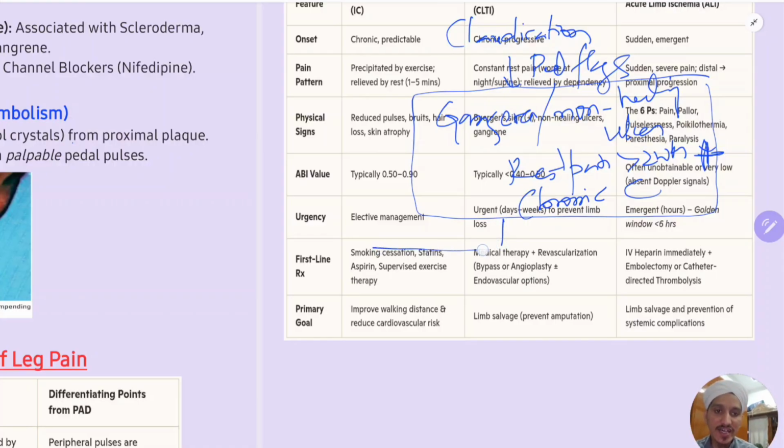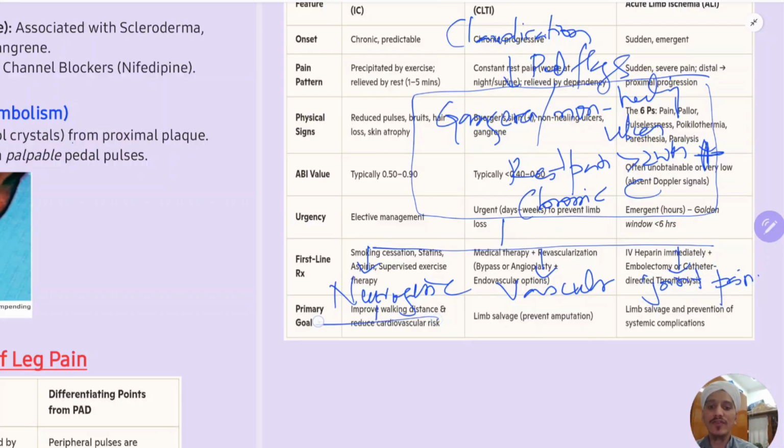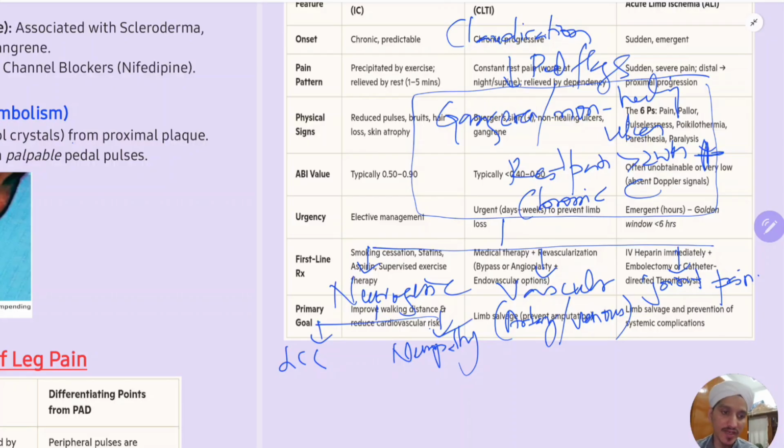Now you will differentiate from neurogenic claudication, venous claudication, and from joint pain, arthritis. In neurogenic you will have two things: one is lumbar canal stenosis and the other is neuropathy. You should differentiate these. Venous claudication is a bursting type of pain, relieved by raising the limb. Whereas in intermittent claudication, if you raise the limb, it will aggravate.